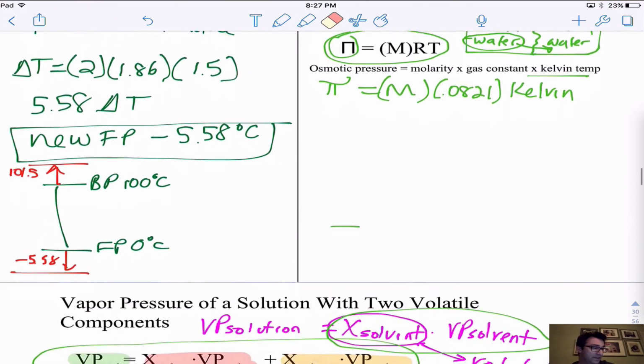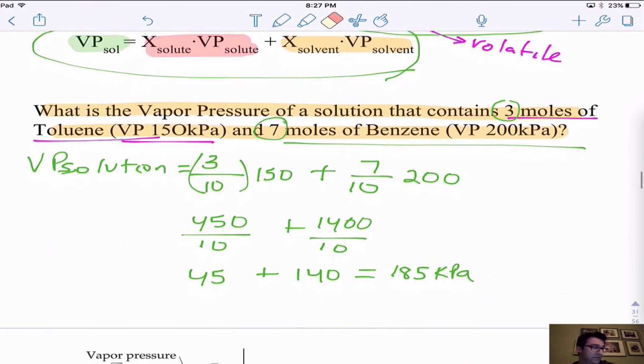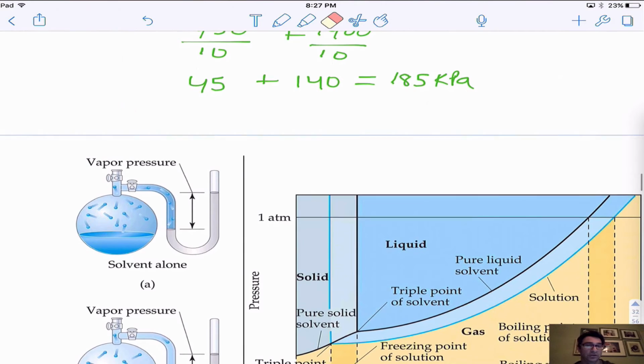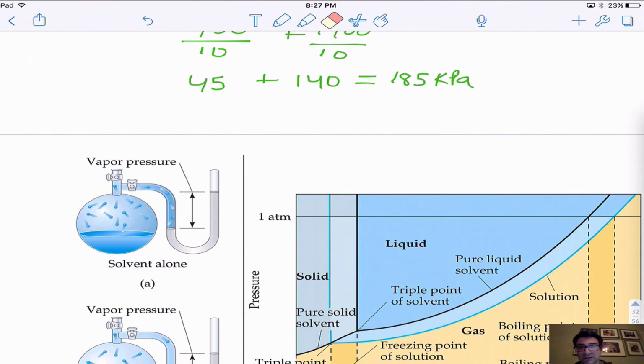So those are all the different colligative properties. You should know the four colligative property equations, and there's a bunch of equations to know for the different types of concentrations: molarity, molality, mole fraction, parts per million, percent composition, parts per billion.